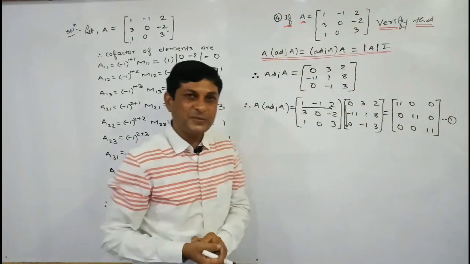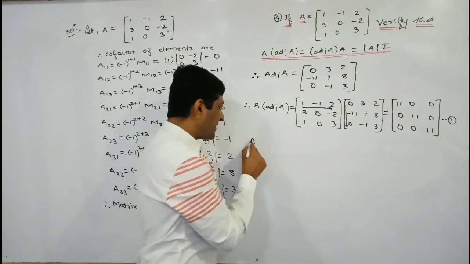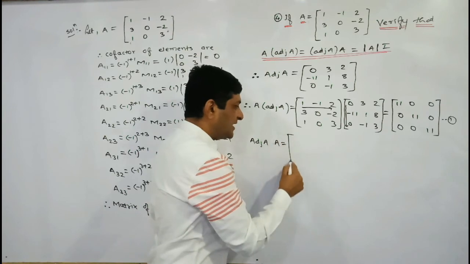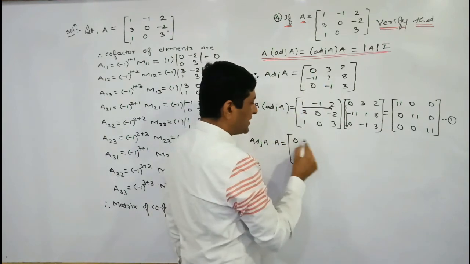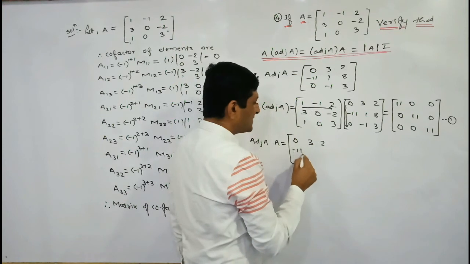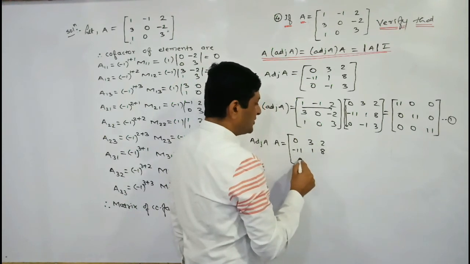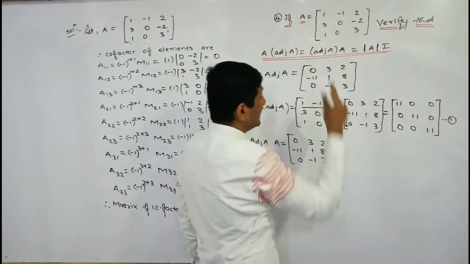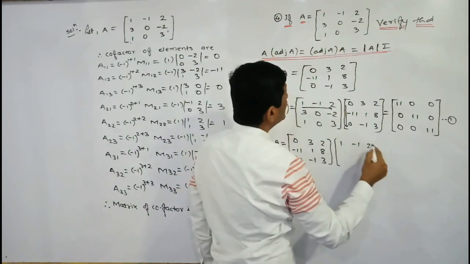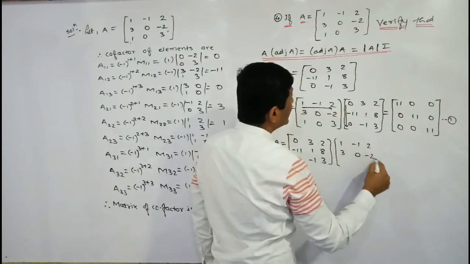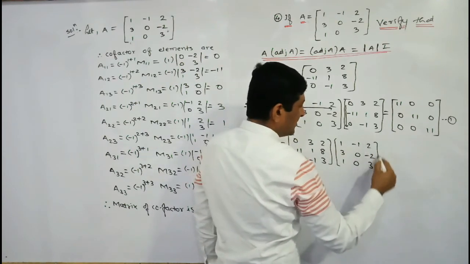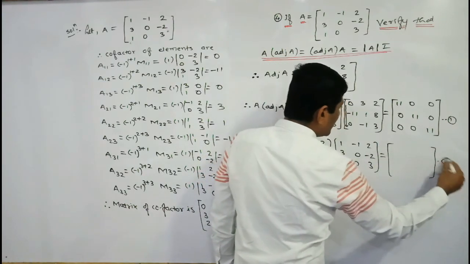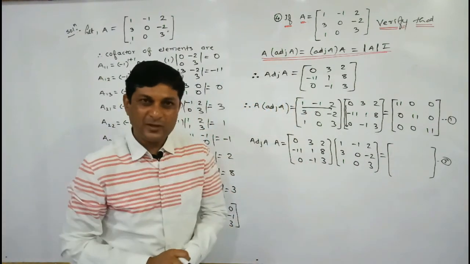Now we are finding the value of the second term, meaning we are finding the value of adjoint of A into A. First write down the elements of the adjoint. These are the elements of the adjoint: 0, 3, 2, -11, 1, 8, 0, -1, 3, and the elements of A are 1, -1, 2, 3, 0, -2, 1, 0, 3. Now we simply have to take the product of these two matrices, and whatever result we get, we denote it by equation number 2.